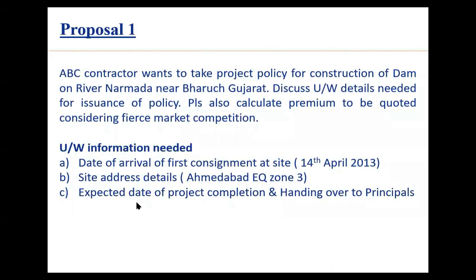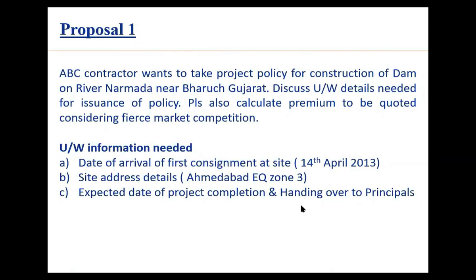Now, site address is done, expected date of project completion. Just now I received one query on my WhatsApp group that nowadays clients are interested in suppressing this project period. Instead of 40 months, they are declaring 30 months, 36 months, 20 months. Intentionally, they are reducing the project period to reduce the premium. It is not agreed.